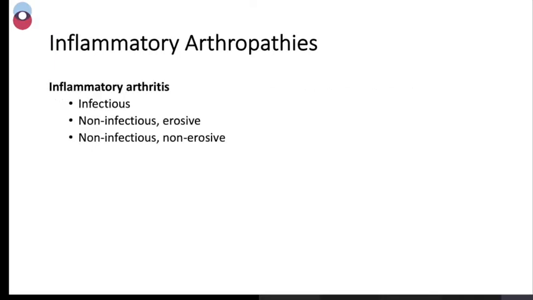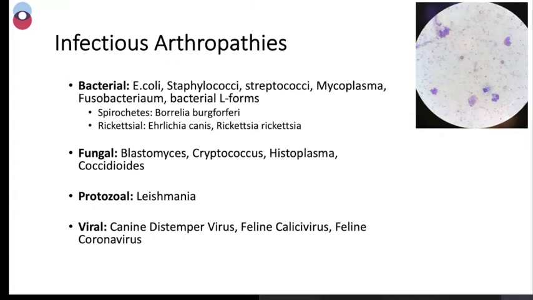And then inflammatory arthritis can be divided into 3 different types. So we can have infectious forms, non-infectious and erosive forms, and non-infectious and non-erosive forms, which is what we'll particularly concentrate on today. So just an overview, infectious arthropathies can be quite hard to differentiate from immune-mediated arthropathies, and these are some of the pathogens that can lead to them. So definitely we can get bacterial, fungal, protozoal and viral pathogens causing polyarthropathies.